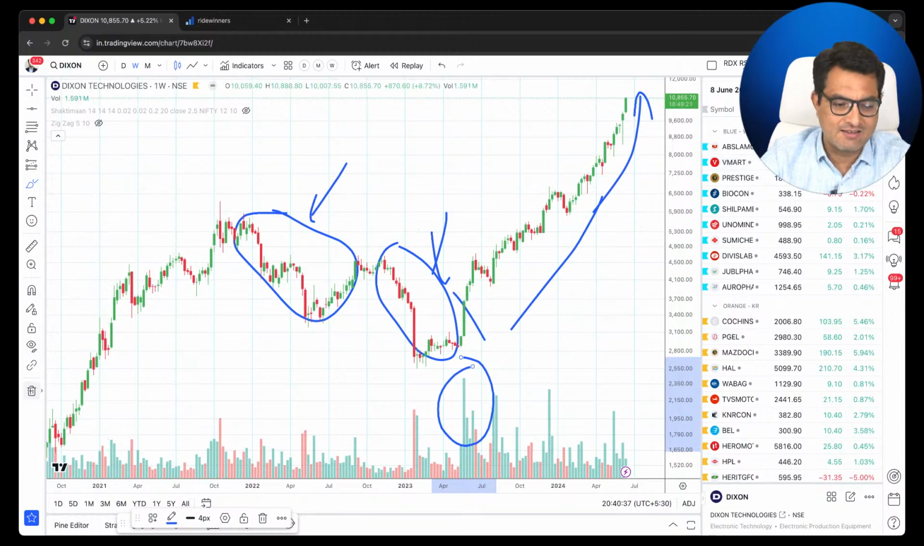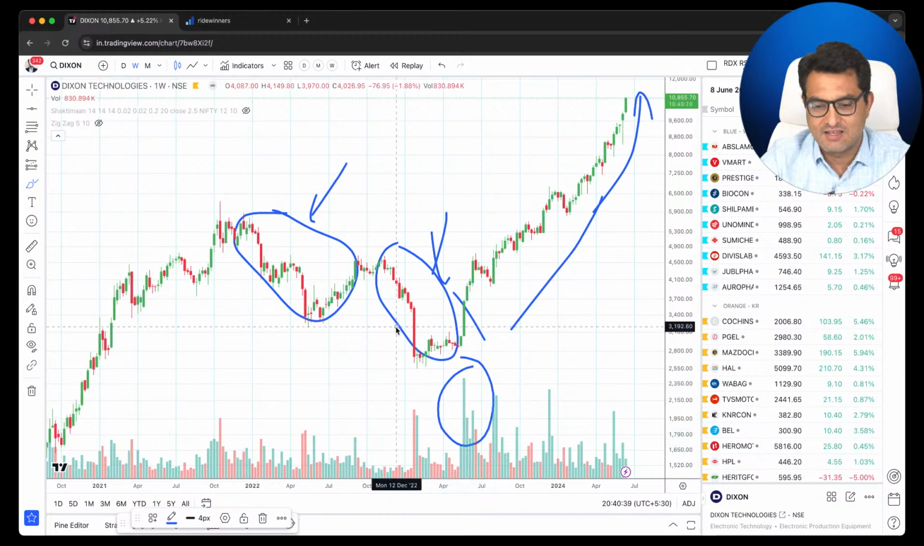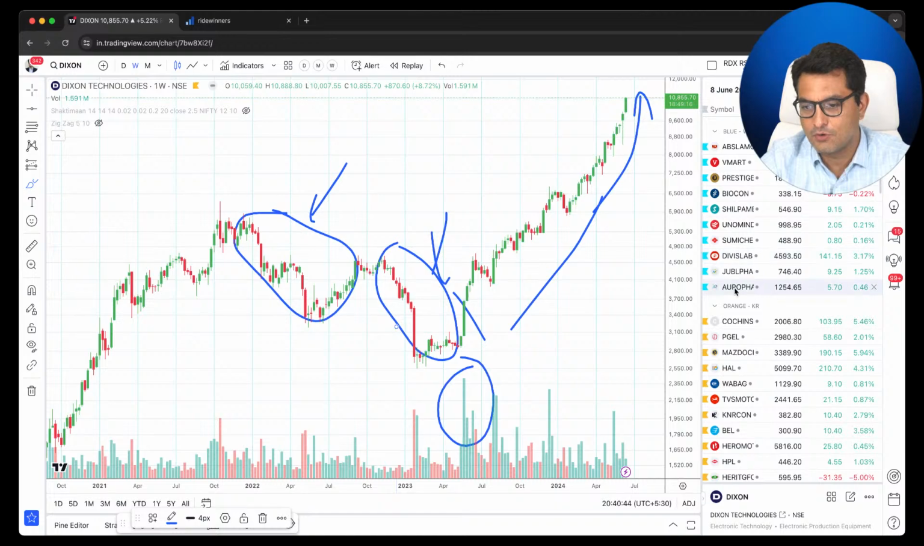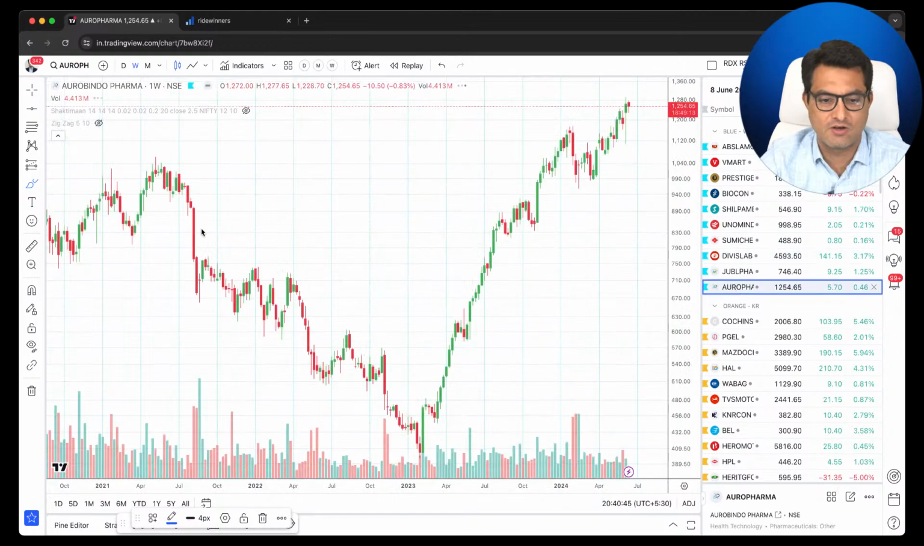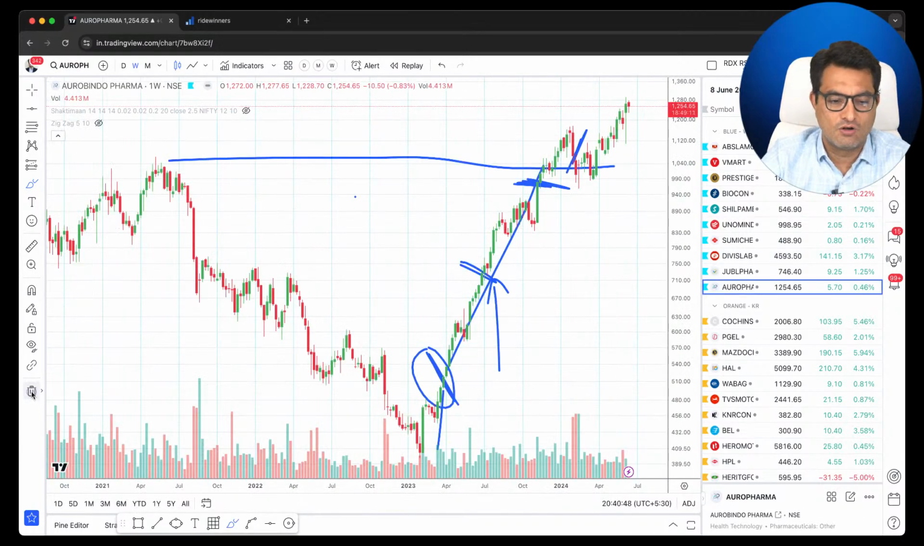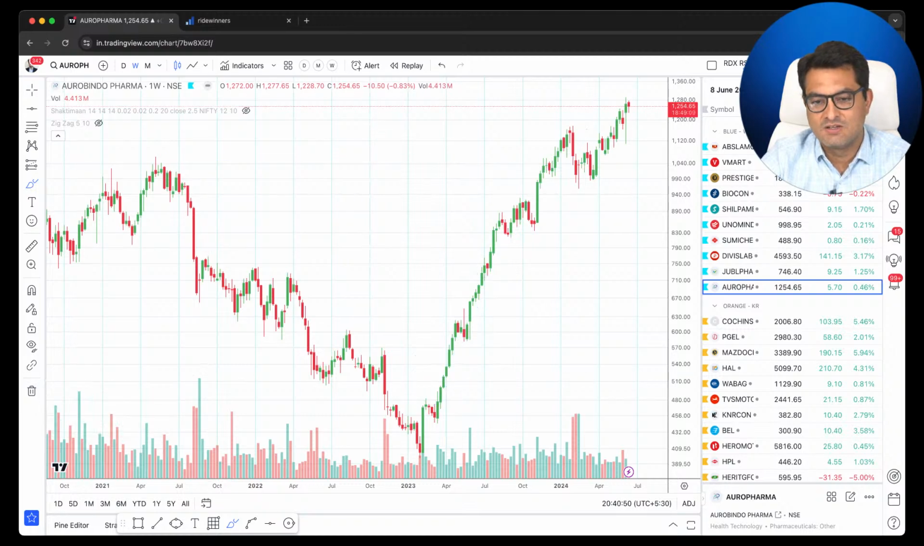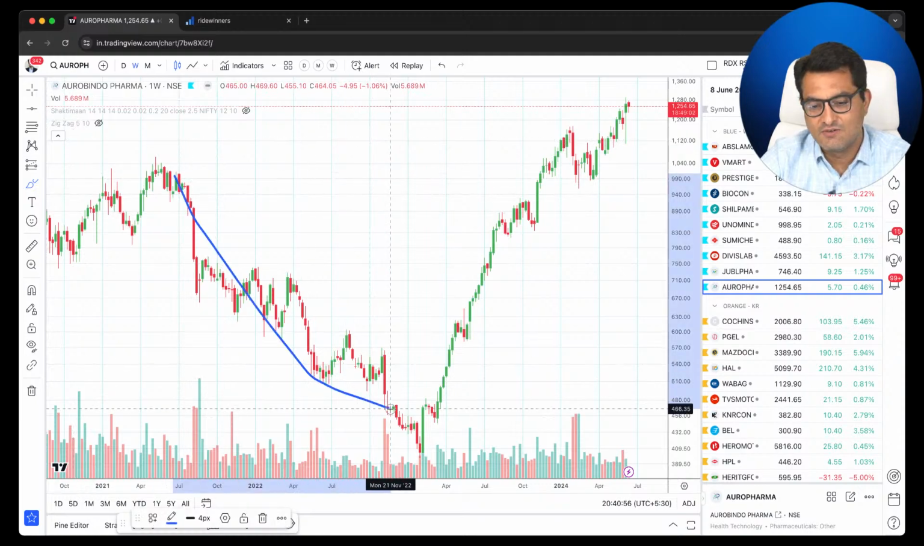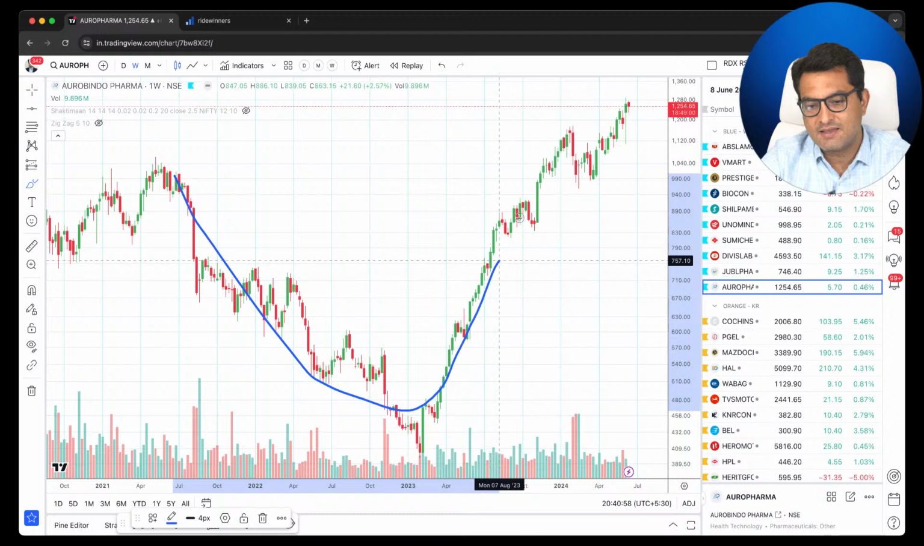So in fact, Dixon Technology was one of those examples, but anyway, I'll cover some more examples in front of you. Say Aurobindo Pharma. Now I'll remove all these things so that you can understand. So this is like a classic cup pattern with a very small handle. You can see this formed a cup and there was a bit of a handle and then boom.